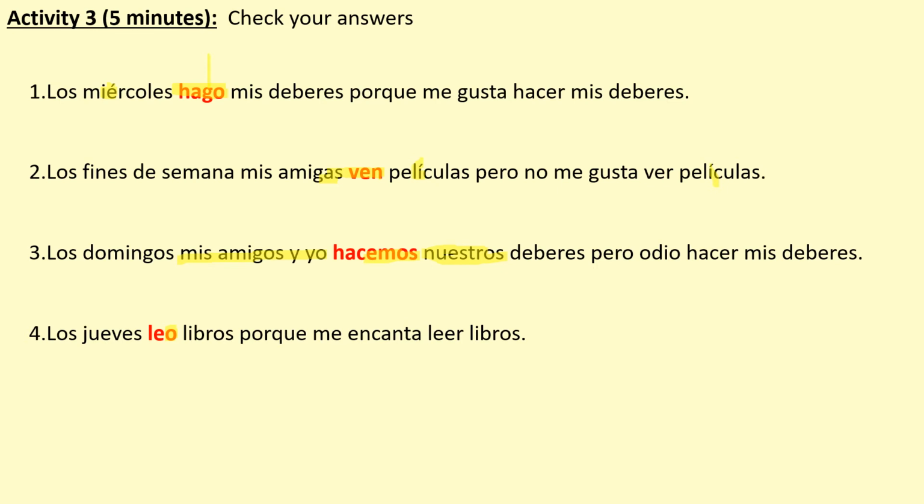Okay, just make sure as well that you've written your infinitive structures correctly. So after number 1, hacer, and just check your spellings. Number 2, ver. Okay, they should each end in ER. So 3 was hacer again, and 4 was leer. Pause your video if you need more time.